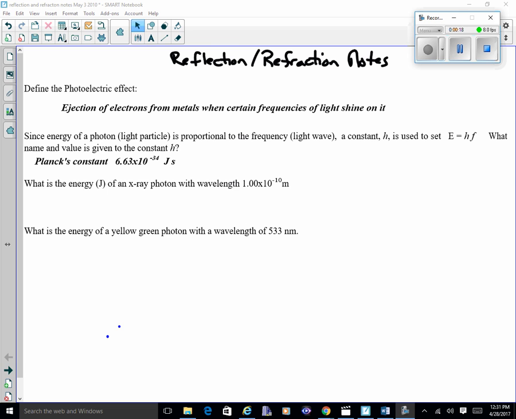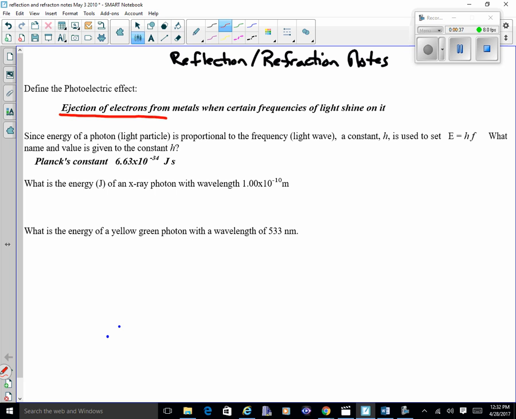So with the photoelectric effect, you're going to have an ejection of electrons from the metal, but only certain frequencies make it do that. That's why it worked with the overhead projector, but it doesn't work when you hold it up to fluorescent lights. So we're going to have a brand new formula for the energy of a photon, called E equals hf.